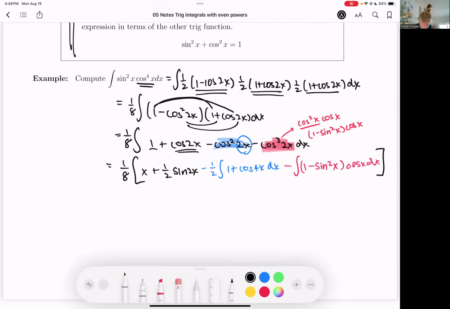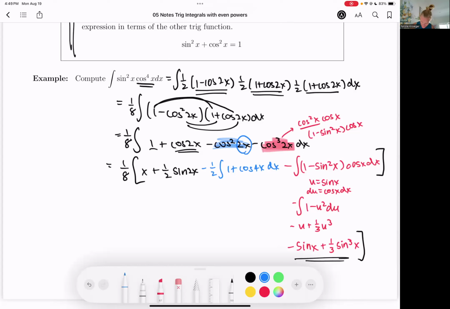Okay, I'm going to keep working on that red piece because I think it'll be easier just to finish that. So we do a u substitution here where u is sine x, so our du is cosine x dx. So we're going to have minus the integral of 1 minus u squared du, which will become minus u plus 1/3 u cubed if I distribute that negative. So that's going to become, my u is sine, minus sine x plus 1/3 sine cubed x. Okay, so that's going to be our last piece.